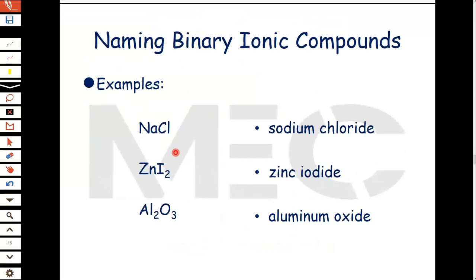As another example, here we have the metal first, or positive ion first, or cation first, and then we call the anion or negative ion. So the name of NaCl is sodium chloride. The name of ZnI2 is zinc iodide, and the name of Al2O3 is aluminum oxide.